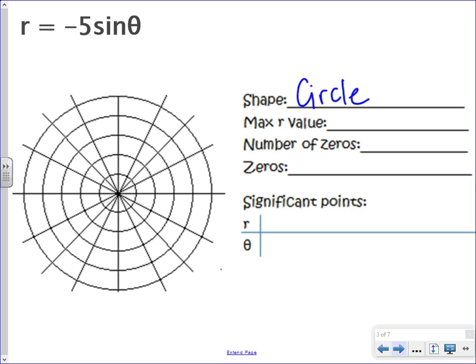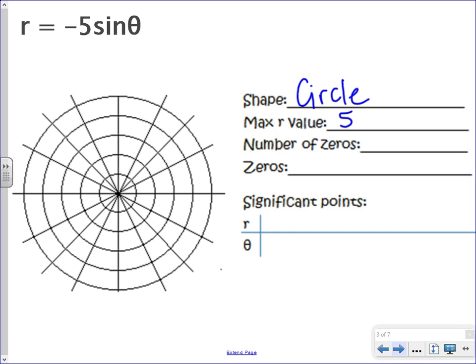Okay, Gabe, what would it be? 5. Well, we're going to say 5 because we're just talking about maximum, right? But 5 is going to be the furthest away we get from the pole. Now, number of zeros, we'll get to here in a little bit.